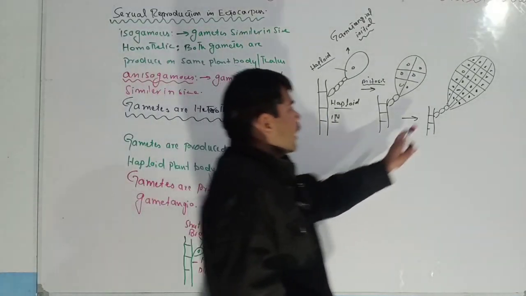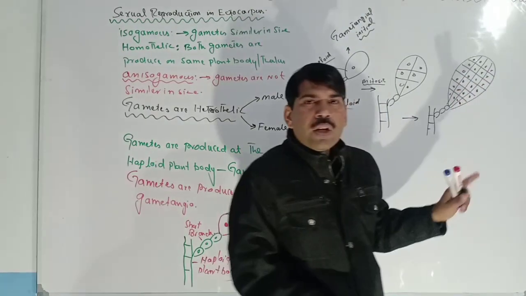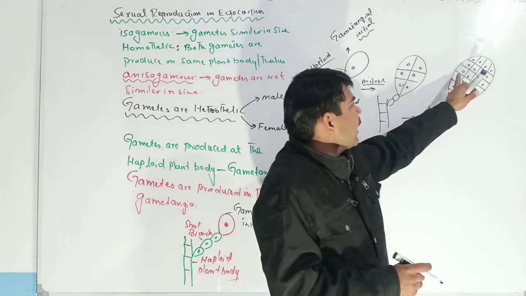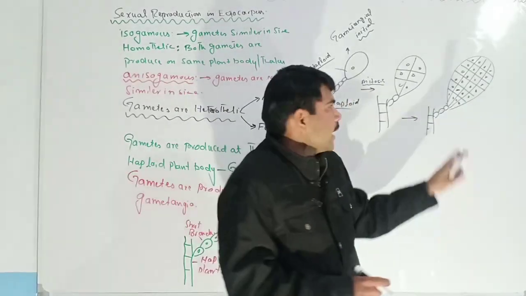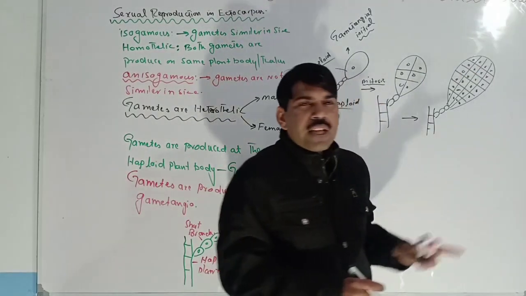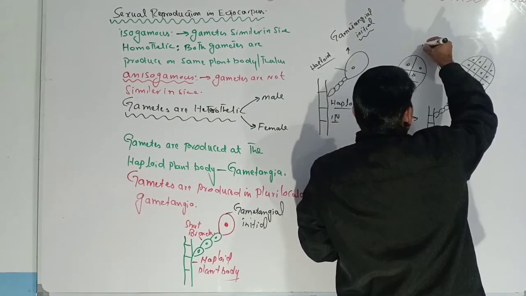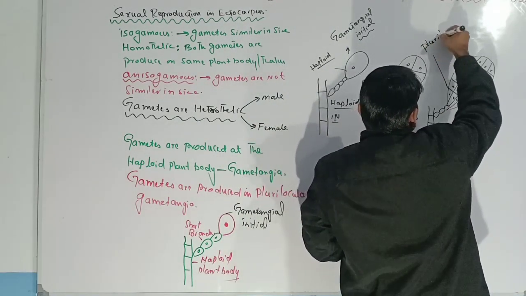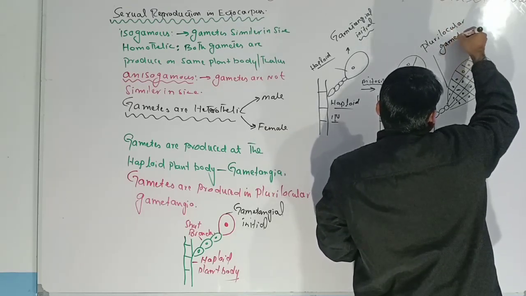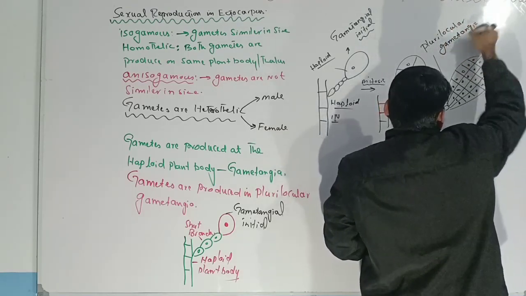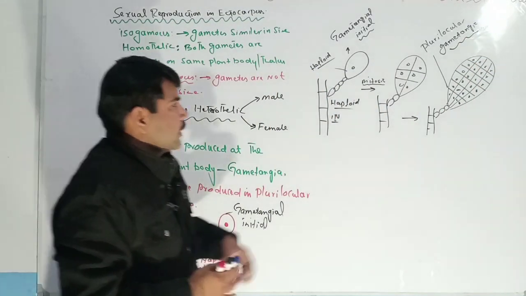So that's why now many more cells are produced, and many more locules are present, and in each locule, each nucleus is present. So that's why this gametangia is known as plurilocular gametangia. So we can write here plurilocular gametangia. So what will happen after this?